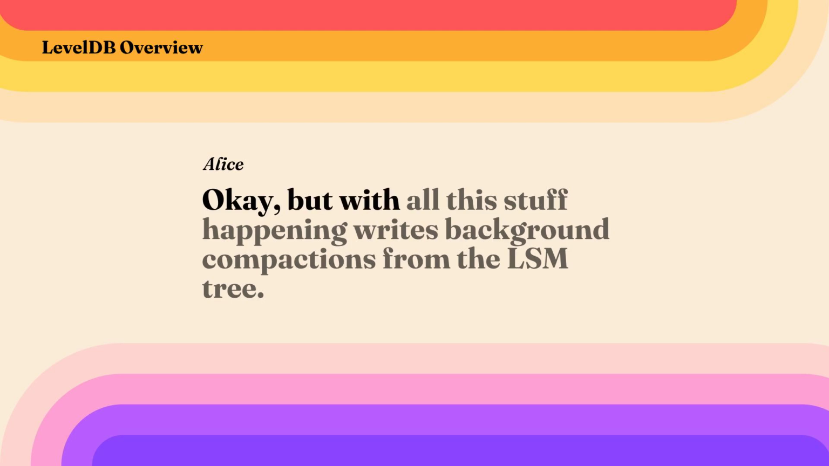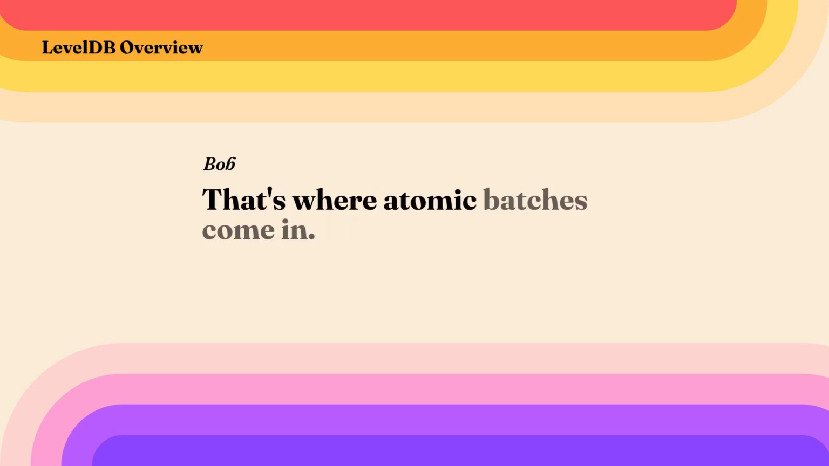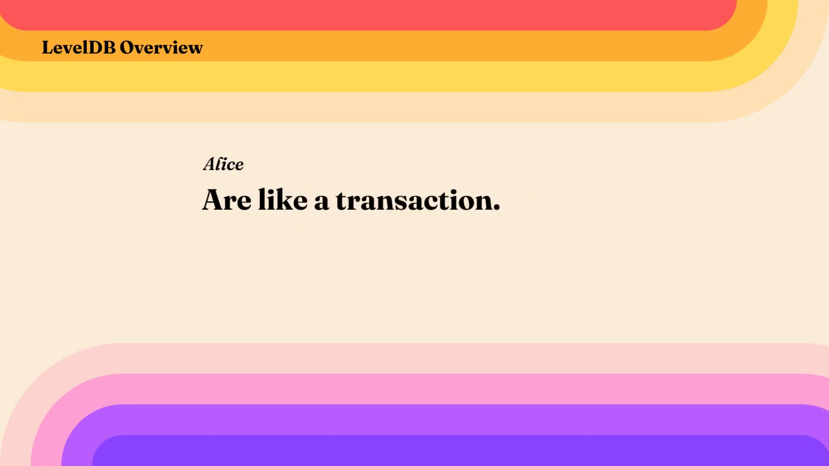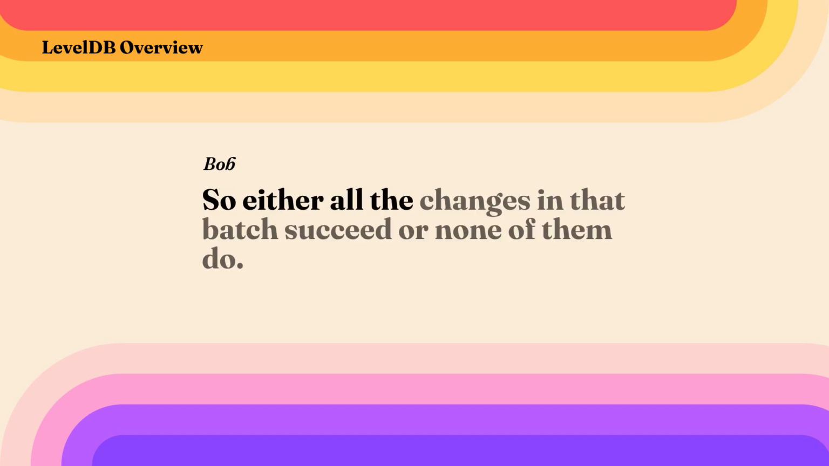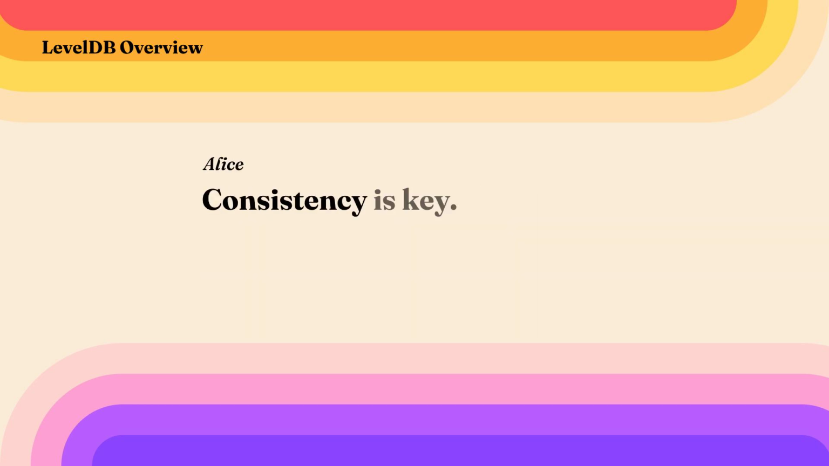But with all this stuff happening, background compactions from the LSM tree, how does it keep the data consistent? Especially if I want to change multiple things at once. Good question. That's where atomic batches come in. You can bundle multiple changes, puts, deletes, into a single write batch. Like a transaction. Kind of, yeah. Atomic. So either all the changes in that batch succeed or none of them do. This prevents your database getting into some weird, partially updated state. Makes sense. Consistency is key.